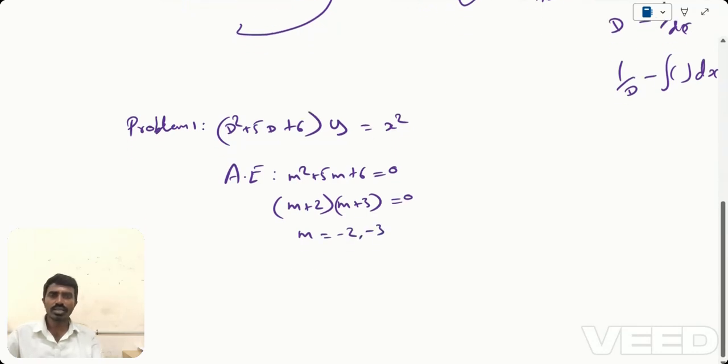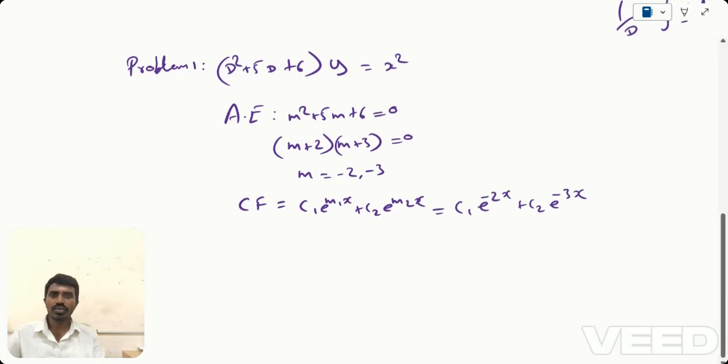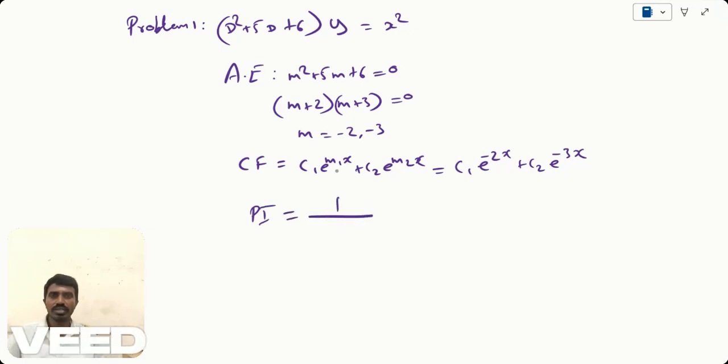So here the roots are real and distinct. So the complementary function is c1 e power m1x plus c2 e power m2x, where m1 is minus 2 and m2 is minus 3. If you substitute, then you get c1 e power minus 2x plus c2 e power minus 3x. Now find PI. So for all three types, PI is of this form: 1 divided by the polynomial in D. That is the given problem.